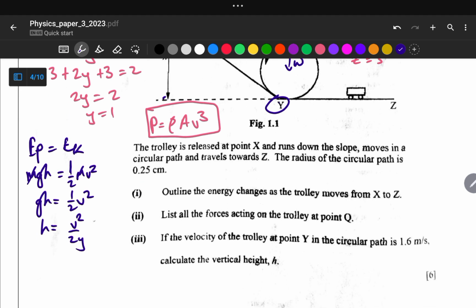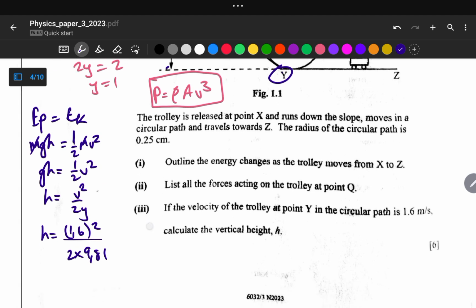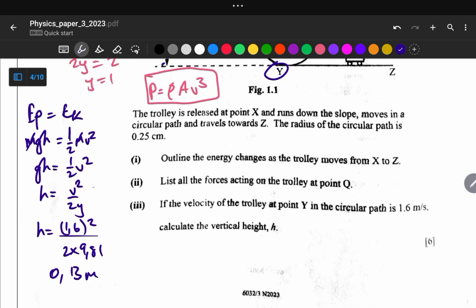So our height is equal to v squared over 2g, therefore h is equal to, what is our speed at point Y? It's 1.6 squared divided by 2 times 9.81, the gravitational field strength. So we can now say it's 1.6 squared divided by 2 times 9.81, and this gives us 0.13 meters. So height h is 0.13 meters.